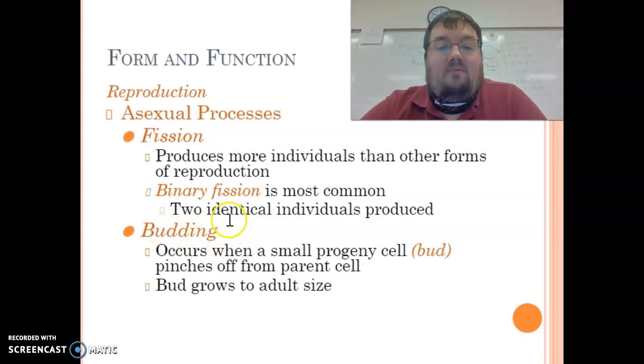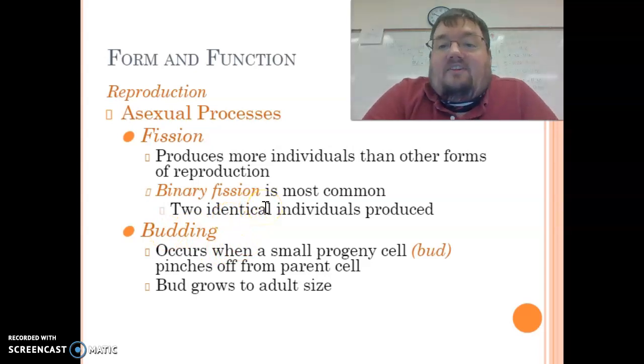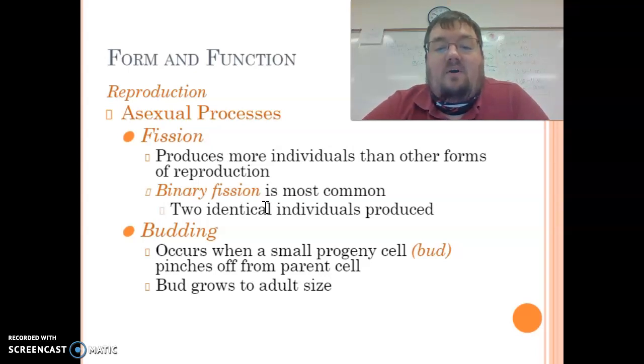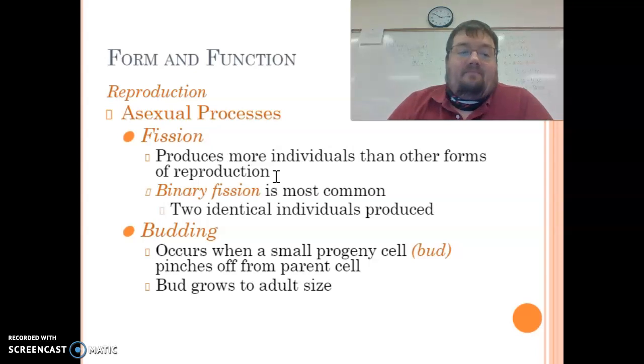Budding is another form. It's called this because essentially what happens is that you have a small bud form on the adult organism, and that bud starts to grow and then pinch off and become an adult itself. So it says it occurs when a small cell or a bud pinches off from the parent cell. So a bud grows on the parent, that bud pinches off and falls off of the parent, and then that bud grows up to be an adult organism itself.